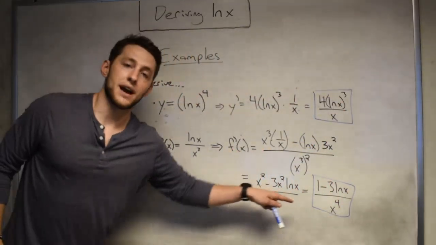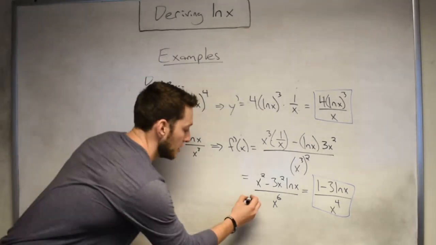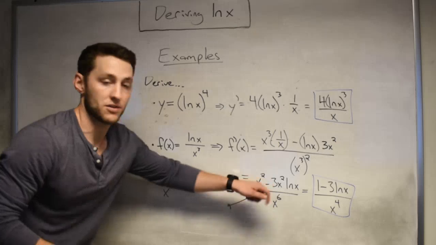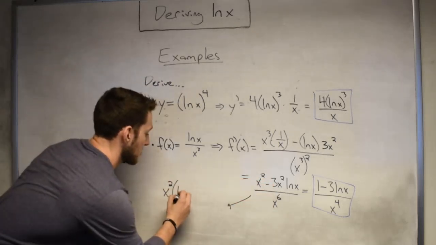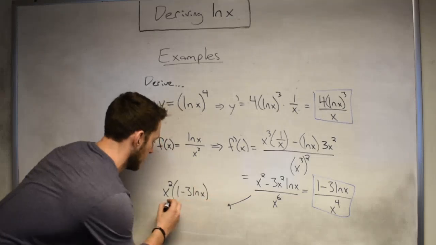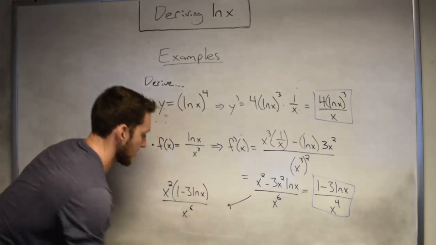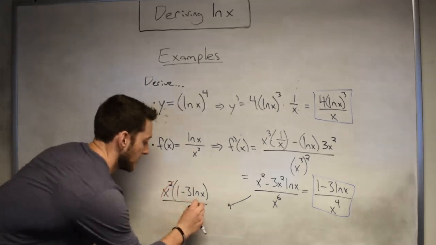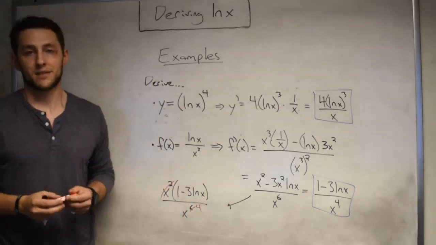If you really don't see how this step happens, just note that I could write this guy as x squared, factoring out the x squared up top, times 1 minus 3 natural log of x, all over x to the 6, from which I could cancel out 2 of the x's.